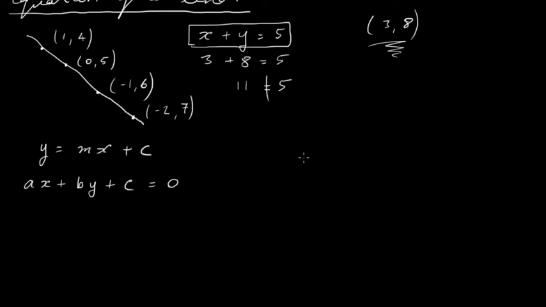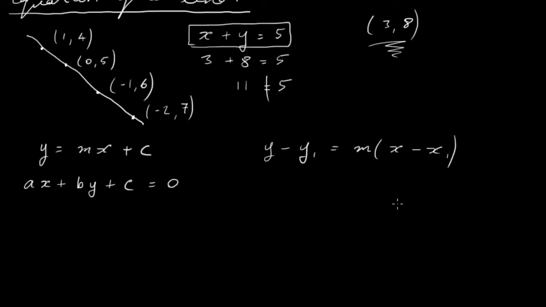Generally, if you're given, let's say, a point on the line and the slope of the line, you can use this particular equation here: y minus y1 is equal to m into x minus x1. If you use this formula here for working out the equation of a line, you need the slope and you need a point on the line.